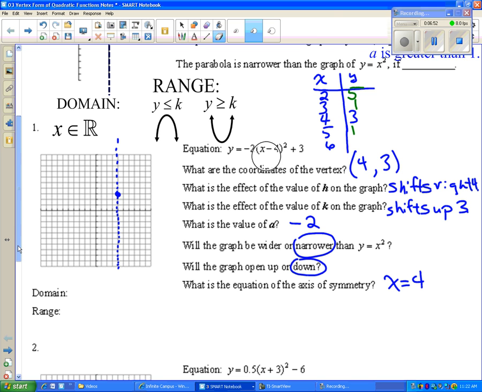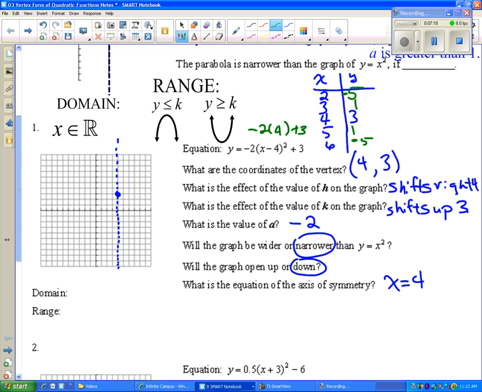6 minus 4 is 2. 2 squared is 4. 4 times negative 2 is negative 8 plus 3 is negative 5. I need to double check. I'm making a mistake here. Maybe both of these should be negative 5s, not positive 5. Why? Because I'm doing negative 2 times 4 plus 3 for both of them, and that should be a negative 5.